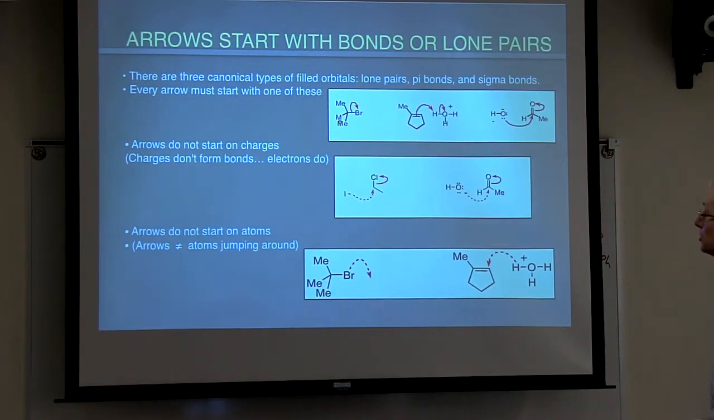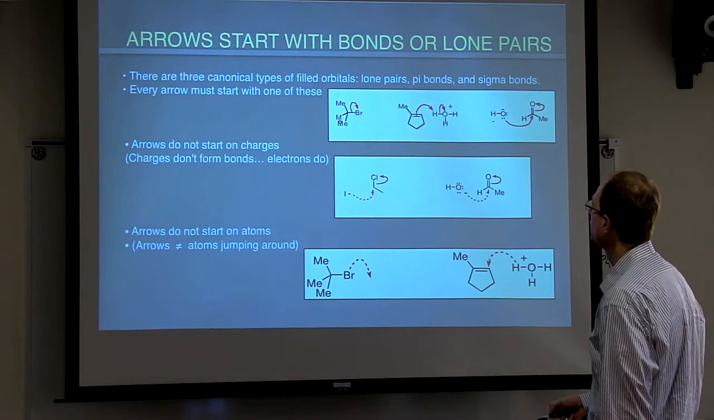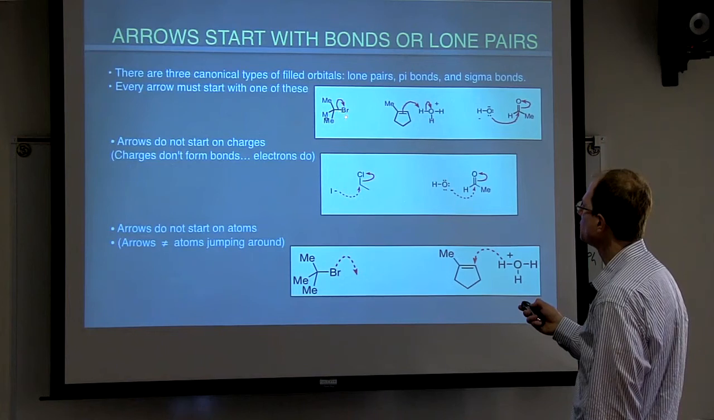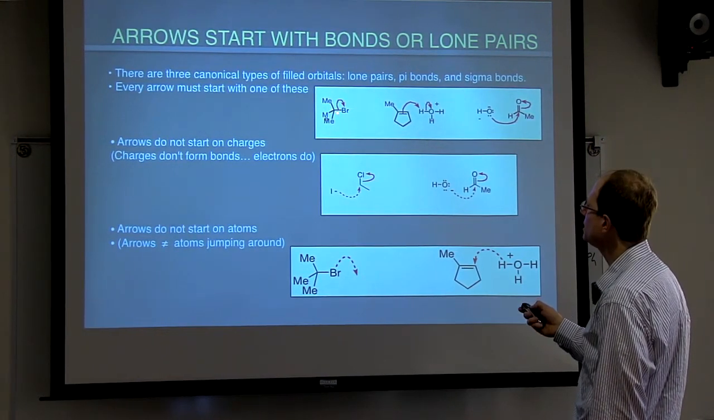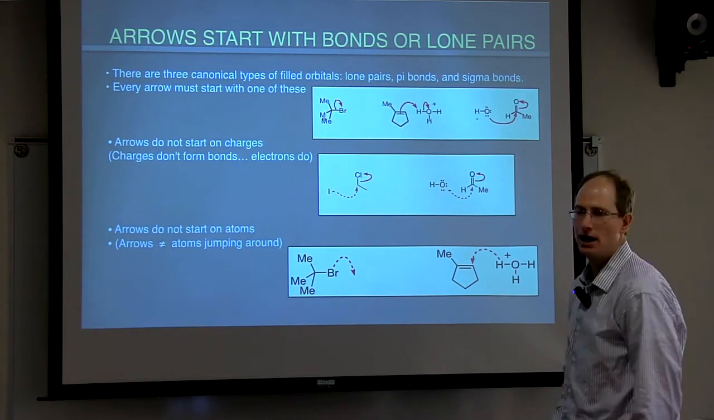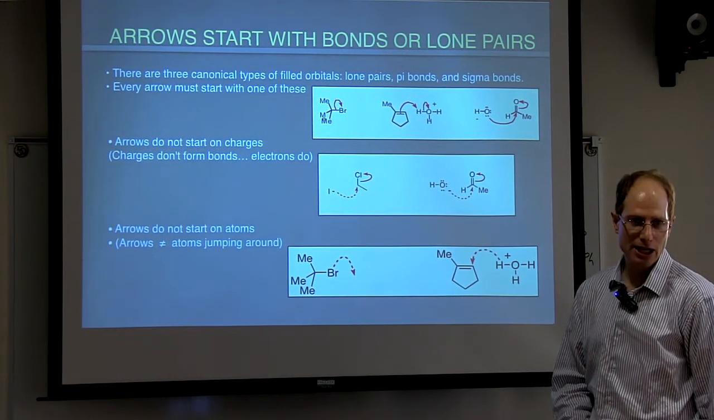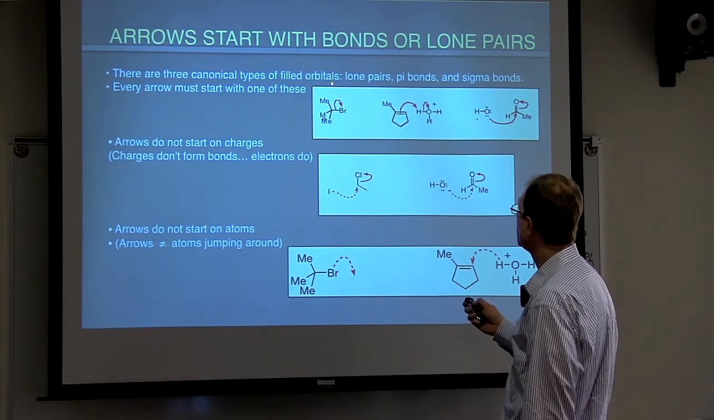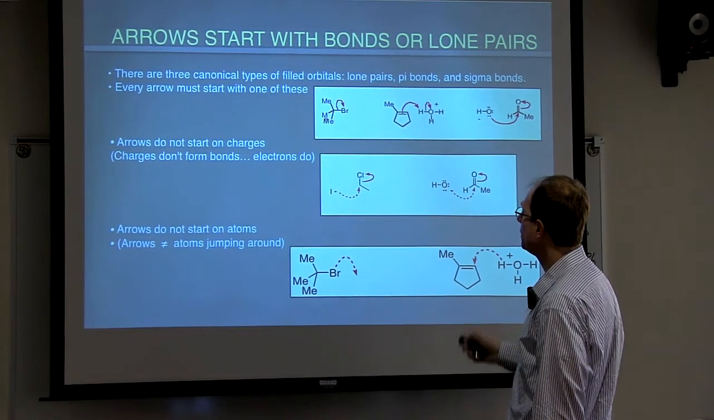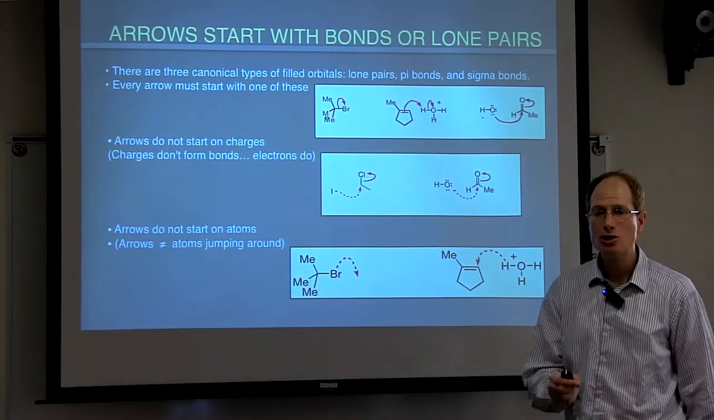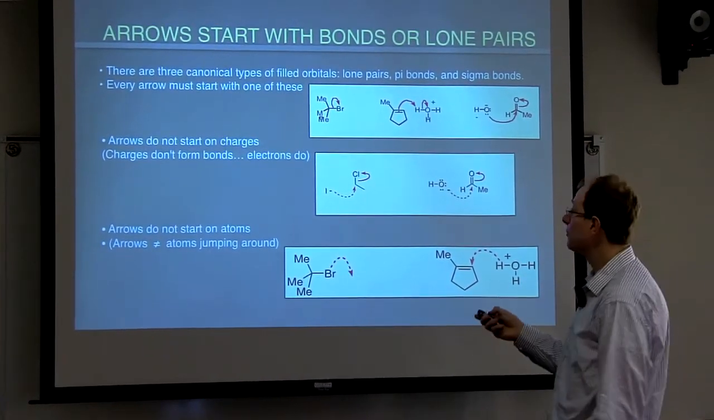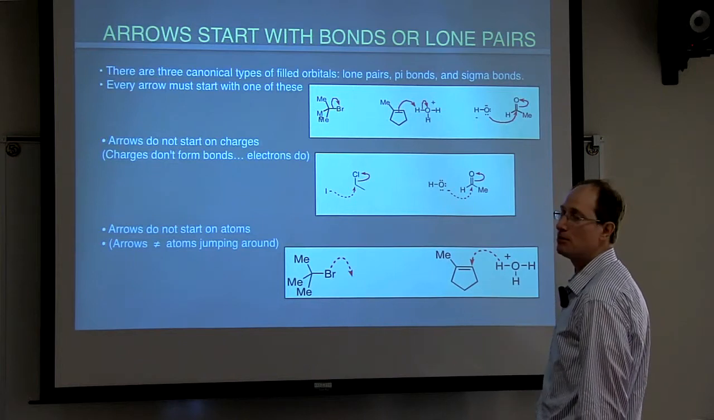Okay, so arrows start with bonds or lone pairs. And here are some correct depictions of arrows. In this case, where we're showing a bromide leaving for an elimination reaction, the bromide takes off. And notice that the arrow is starting at the carbon-bromine bond. In other words, the electrons in that carbon-bromine bond decide to step out the door and leave with their friend, the bromine, giving us a bromide ion.